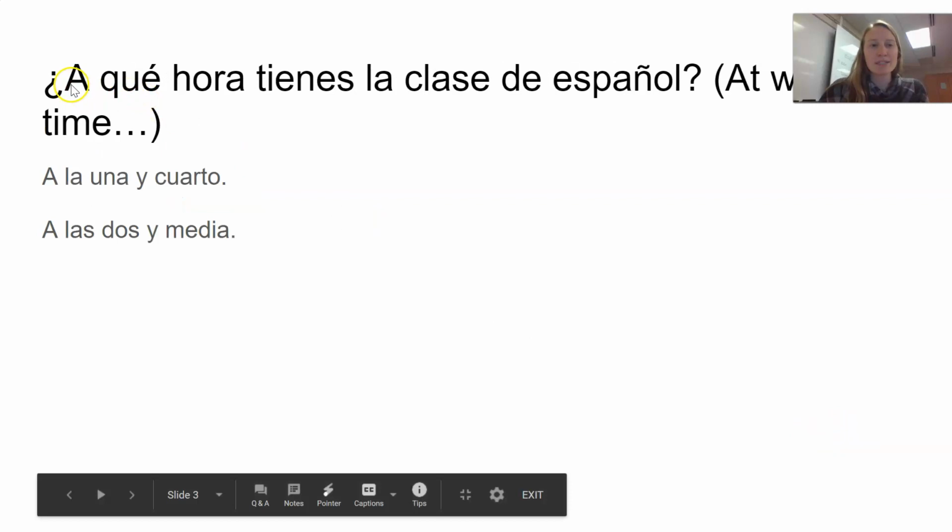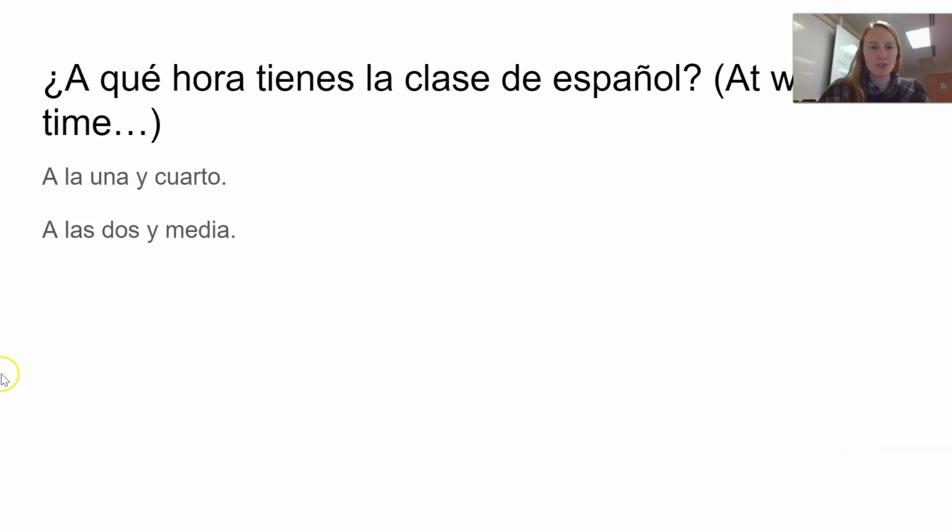A qué hora means at what time. ¿Tienes la clase de español? You could say a, just a means at, just like y just means and. So a la 1:15, notice again this is singular because it's 1 hour. A las 2:30, that is plural because it's 2 or more hours. So a las 2, a las 3, a las 4, etc.